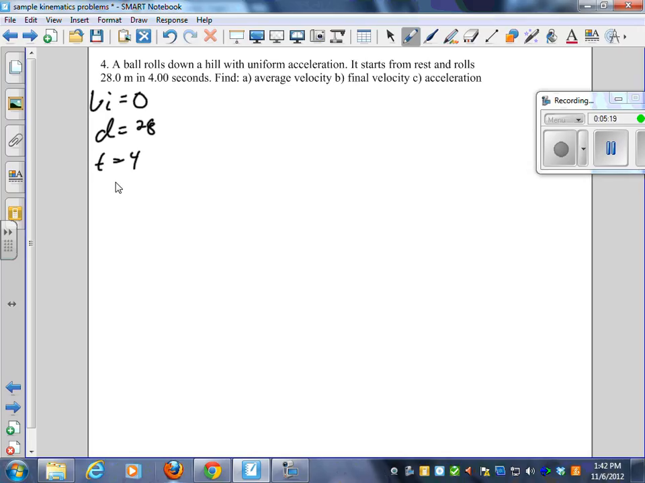So we are asked to find the average velocity. Average velocity is v bar is equal to d over t. Okay? So, Logan, what d do I use? 28, exactly. And the time, of course, would be 4 seconds. 28 divided by 4? 7. 7 meters per second is my average speed.